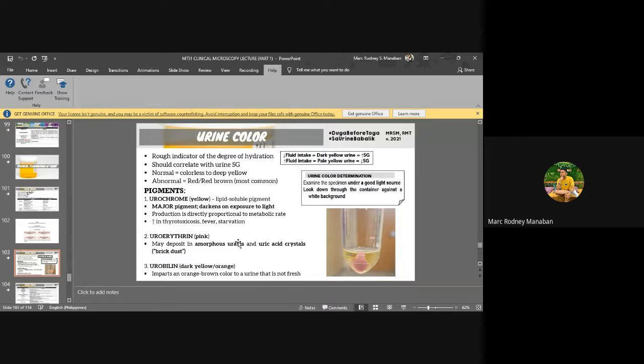Kinsa gani naka-discover aning urochrome? You have Thudicum. Okay, Thudicum. Alright, wala to siya letter N ha. Thudicum. Okay, very good. Your urochrome siya ang nag-produce sa imuhang normal color of urine na yellow.